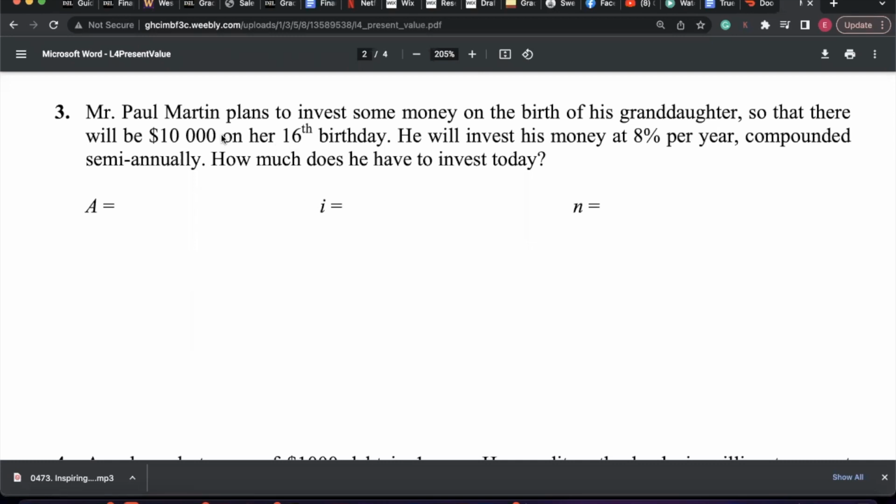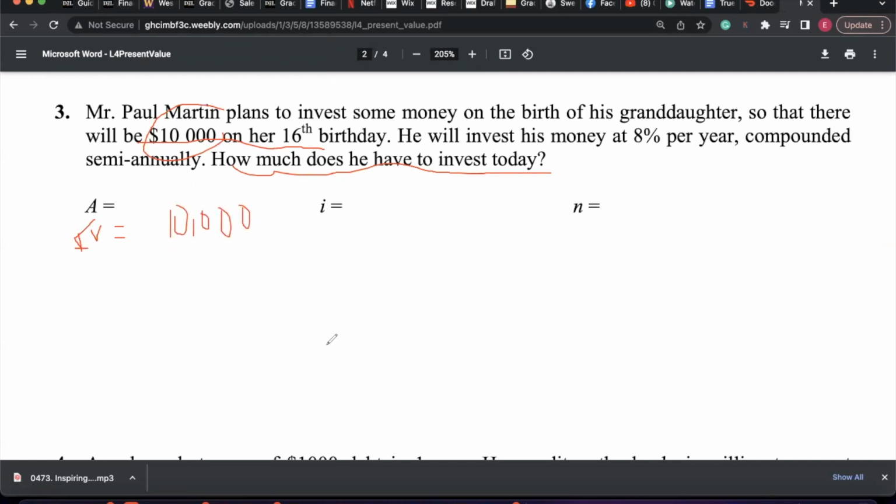So what we need to know is how much does Mr. Martin need to invest today in order to have $10,000 by his granddaughter's 16th birthday, right? So here's how we're going to do this. A is also known as our future value. So our future value, which is given, will be $10,000, right? That's how much we need to have in the future. So $10,000.